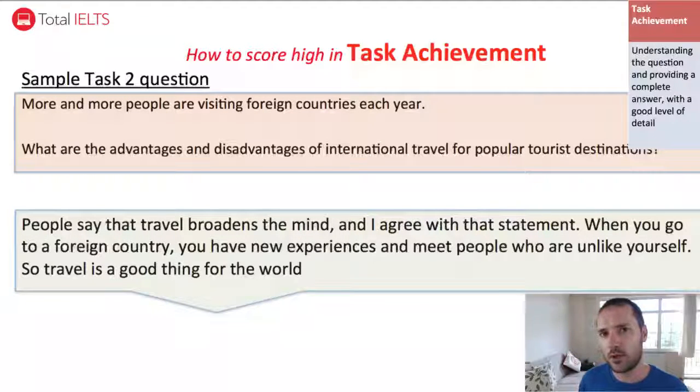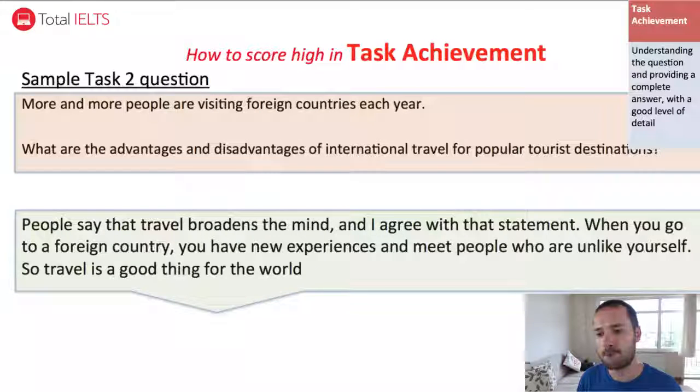So we're going to use the same question as before. So the answer is, people say that travel broadens the mind. And I agree with that statement. Okay, I do too. When you go to a foreign country, you have new experiences and meet people who are unlike yourself. So, travel is a good thing for the world.